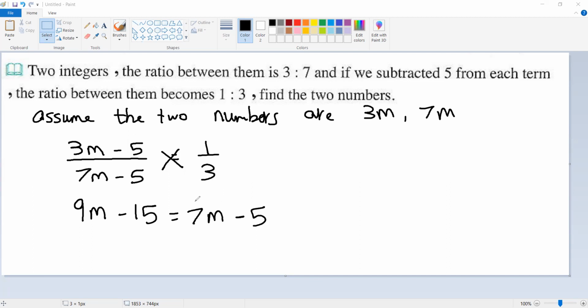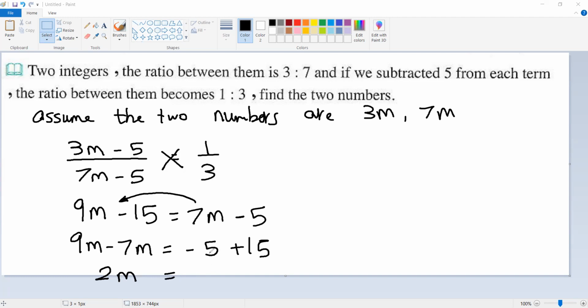What is next? Move 7m to this side, so 9m minus 7m is equal to what? Minus 5 plus 15. 9m minus 7m is 2m, equal to what? Minus 5 plus 15 is 10. So divide both sides by 2, so m is equal to 5.